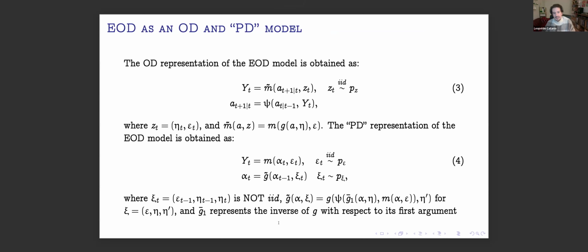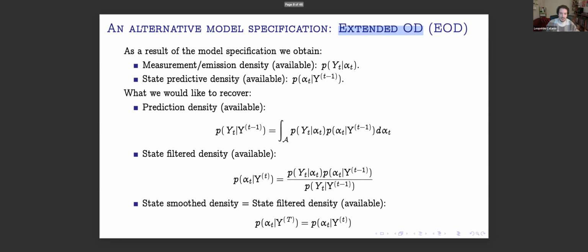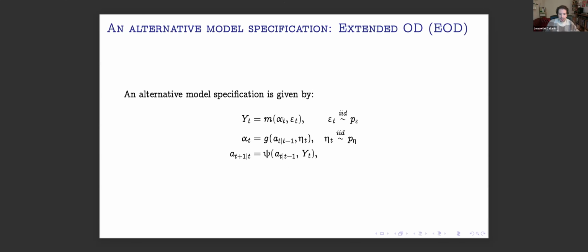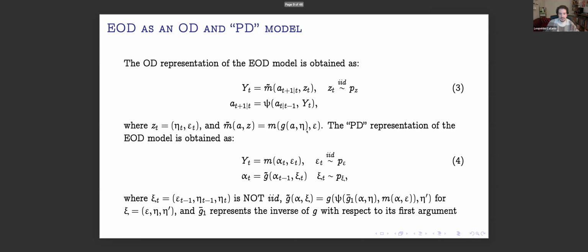Okay, a nice feature about setting up an extended observation-driven model is that we immediately obtain an observation-driven representation of the model. This is quite straightforward because we start from here. And then what we can do is simply take this equation here and put it here. And now rewrite the equation as a function of a new shock, which is a function of epsilon t and eta t. Epsilon t and eta t are both IID, so this new shock is going to be IID as well.